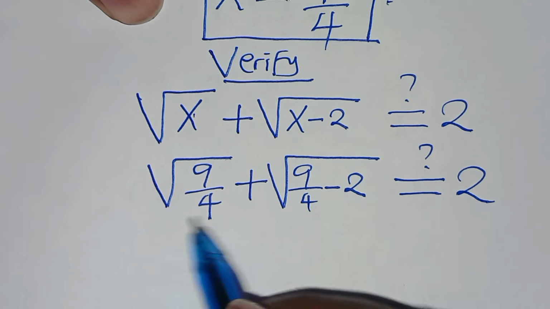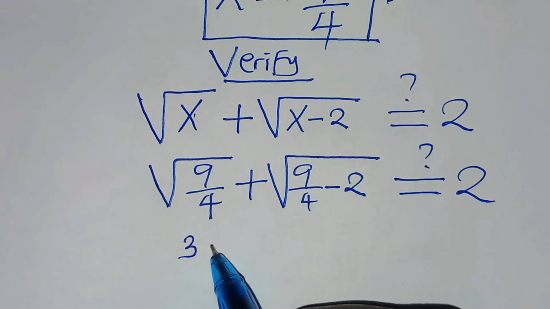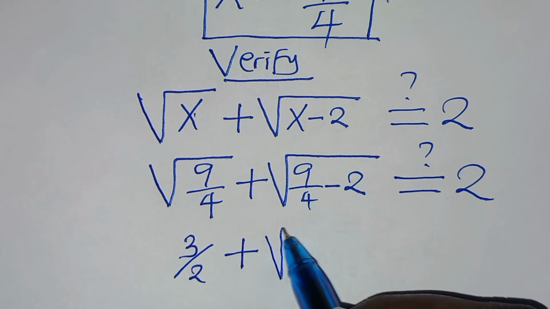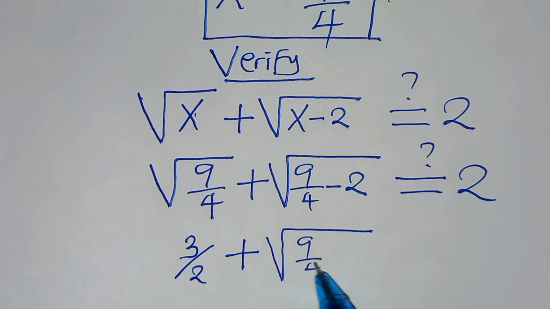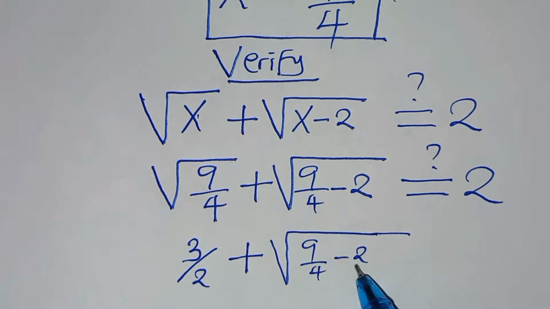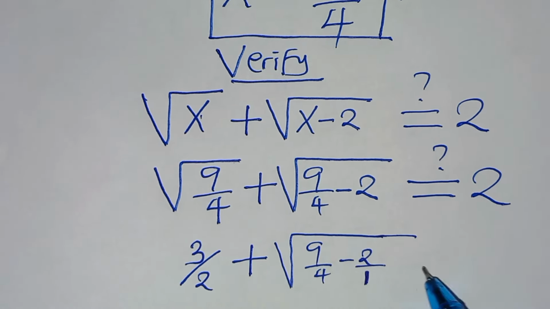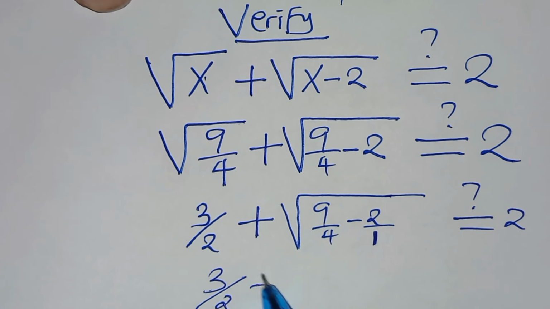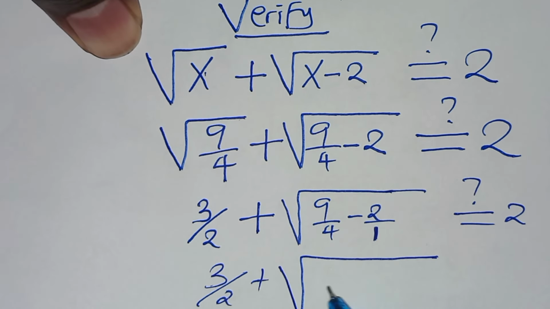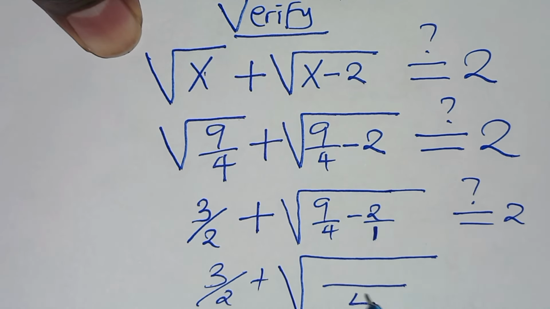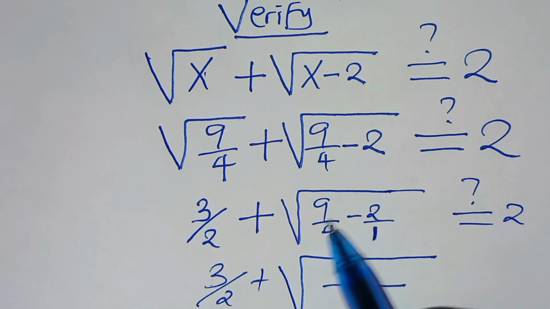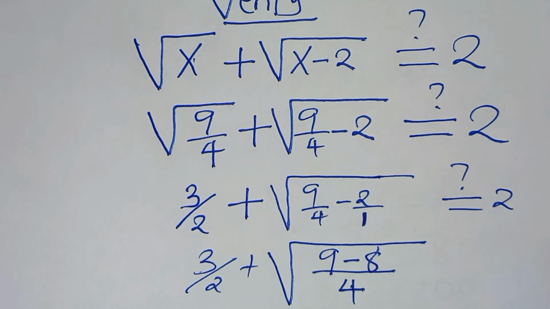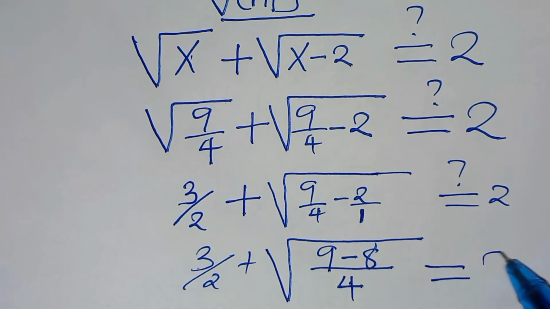Now square root of 9 over 4 is the same thing as 3 over 2, then plus the square root of 9 over 4 subtract 2. 2 is a whole number, so this is over 1. So now we have 3 over 2 plus, now the LCM here is 4. 4 divided by 4 is 1 times 9, this is 9, minus 4 divided by 1 is 4 times 2, which is 8. This is supposed to give us a value of 2.